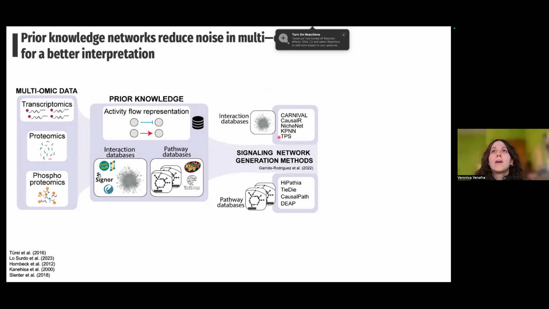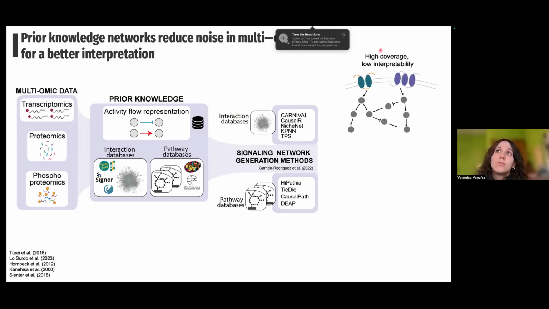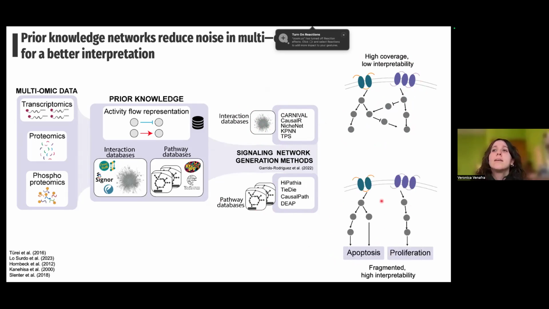The first category of computational methods that is primed by interactome-based databases will return a big network with high coverage, but low interpretability due to the size of the interactomes. While the computational tools that are primed by pathway databases will return networks that are fragmented, where each fragment comes from a different pathway, but they are more interpretable because pathways usually end on cellular functional traits.